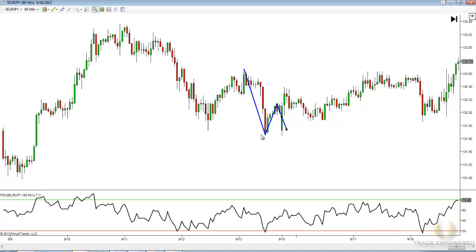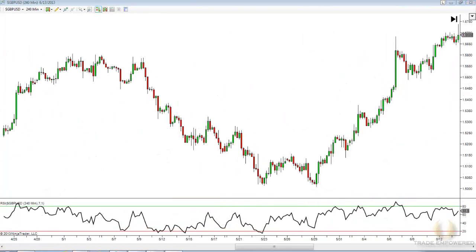The wick pushes past our lowest low, but that's fine. As long as the candle doesn't close beneath there, it's still a valid pattern. What do we have on the RSI? Well, we have a higher low. So an equal move here on the price chart, a higher low here on the RSI. This is going to be bullish divergence, and well, giving us a valid double bottom.